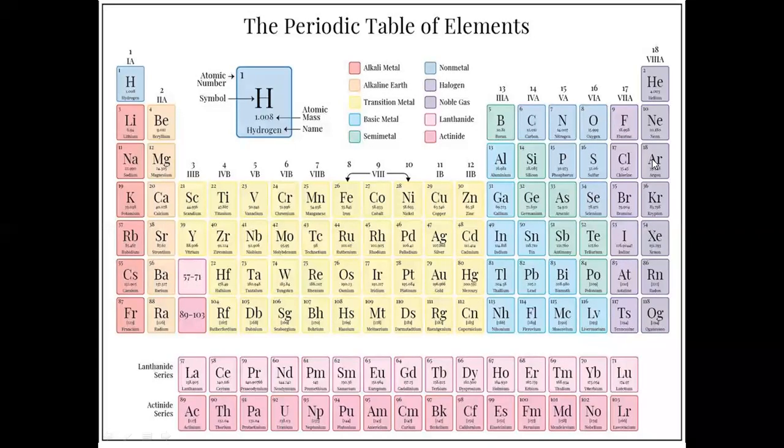Before this table was generated, as we have seen in 9th standard, many scientists tried to put all the elements in different combinations. Like Dobereiner, he tried to group three elements. Then they used the octet rule. Then Mendeleev gave more or less this structure. But Mendeleev, instead of arranging them according to atomic number, arranged them according to atomic mass.